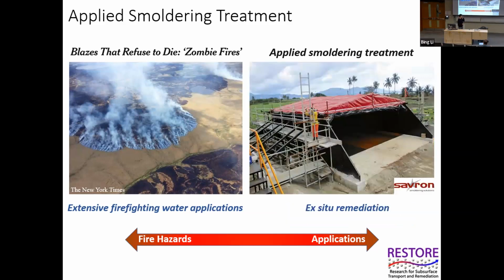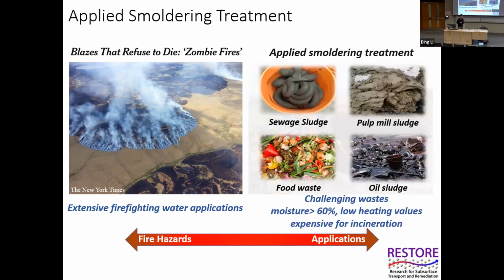Besides, smoldering can also be conducted ex situ in large containers. We use this equipment to help us reduce some very challenging municipal waste, such as soil sludge, paper mill sludge, and food waste. Most of this waste has very high moisture content, about 60%, but low heating value, so when you burn it, it's very hard to burn. Therefore, it's very challenging and expensive for traditional thermal treatment. But we can do this a bit more easily with smoldering, and we already have some pilot tests from lab results.